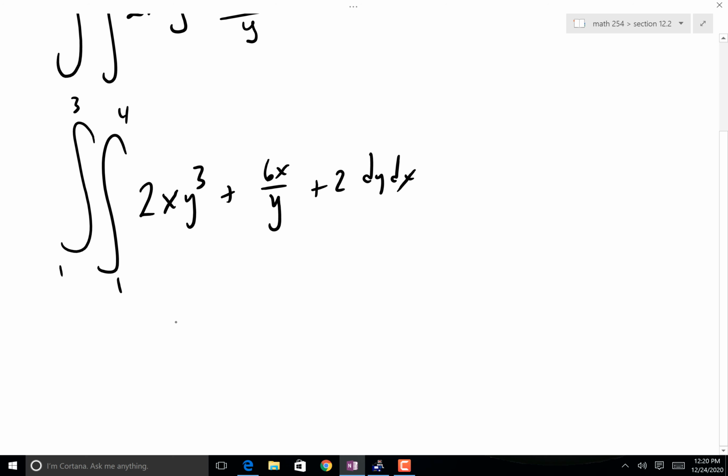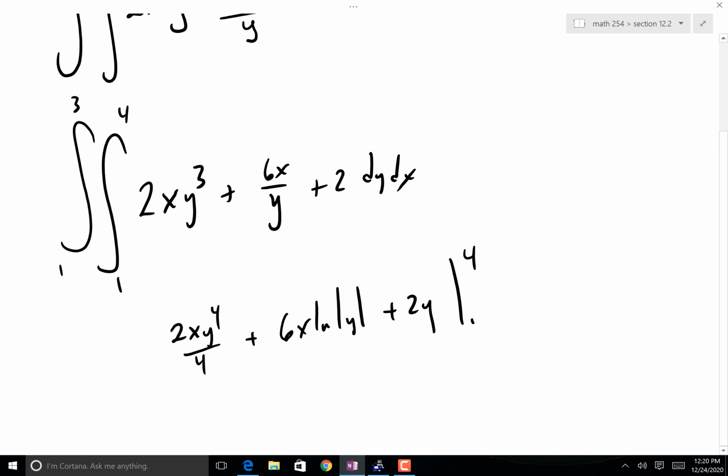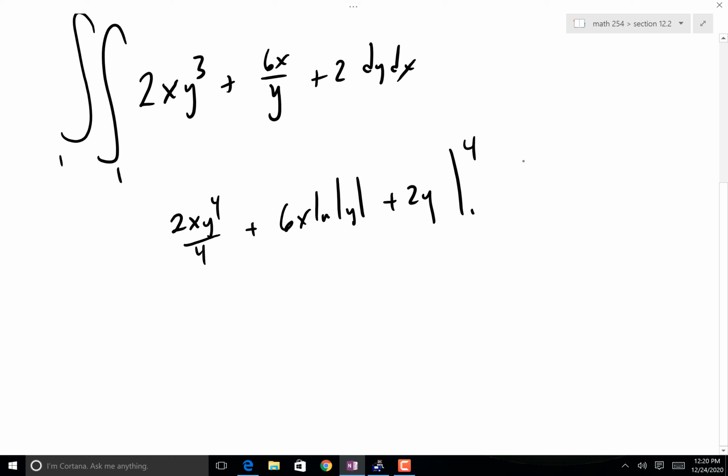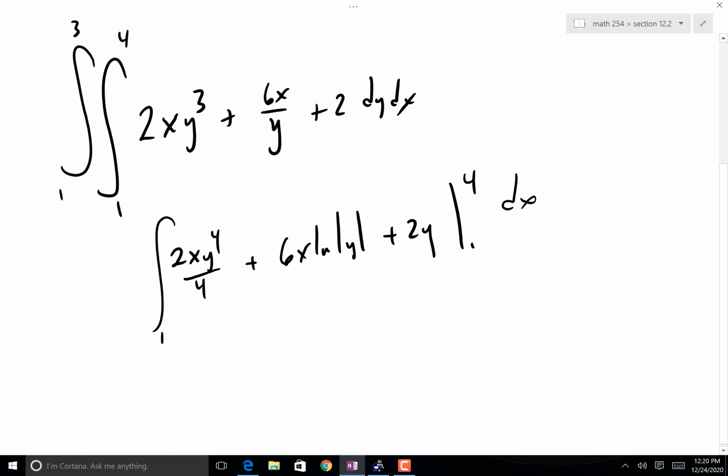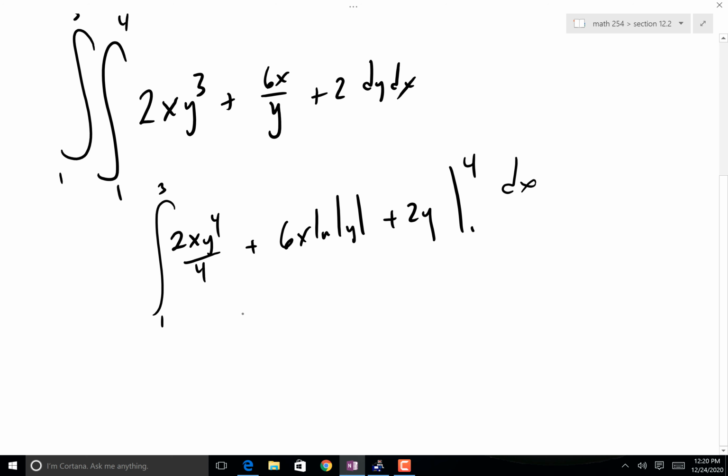Nice. So with respect to y, it's going to be 2xy to the 4 over 4 plus, again, pay no attention to the 6x. What's the integral of 1 over y? It's ln of y plus 2y. Nice. And then, of course, we're going to do dx after we get done with that. So is that 1 to 3? Yes, sir. All right.